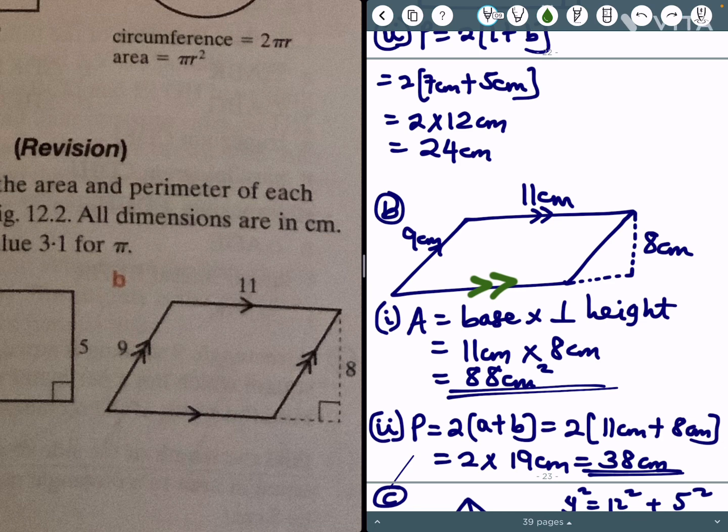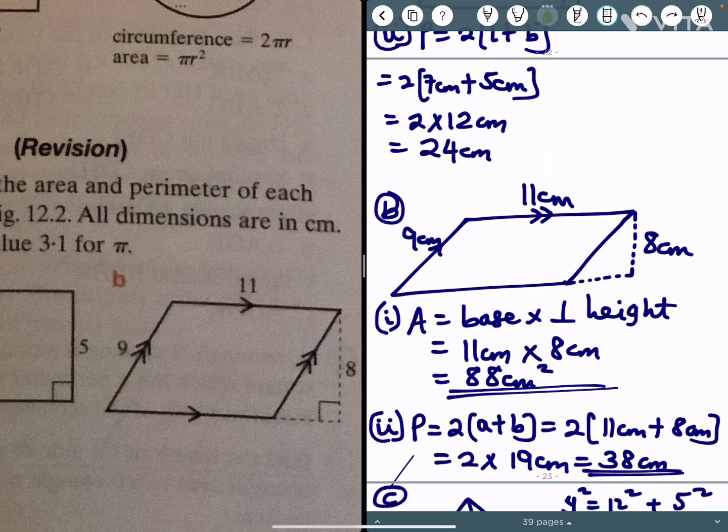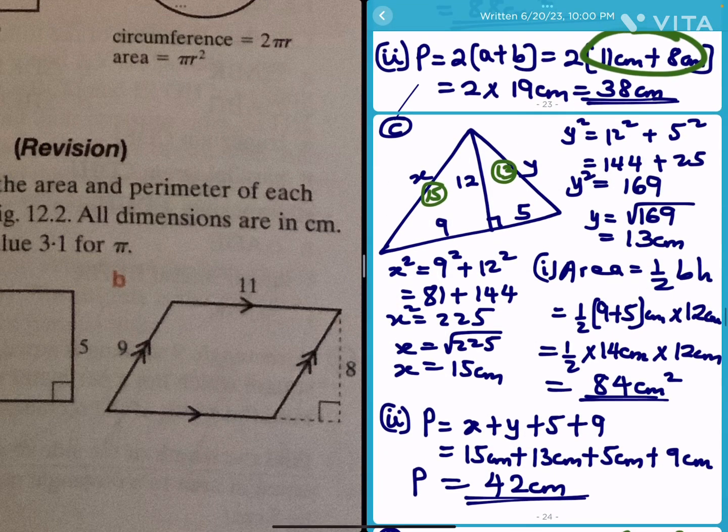The perimeter of the parallelogram is simple. That's A plus B plus A plus B, so that's 2A plus 2B. 2A plus 2B also factorizes into 2 open bracket A plus B. So the perimeter of the parallelogram is 2 open bracket A plus B. That's what gives us the perimeter. So 2 open bracket 11 plus 8 will give 2 times 19, which is 38 centimeters as shown here.